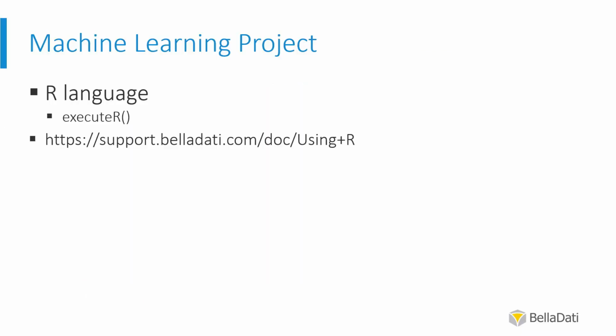When working with R language, the approach is almost the same as with Python. The script is stored in a variable and then executed with the function execute_r. More details can be found in our documentation.